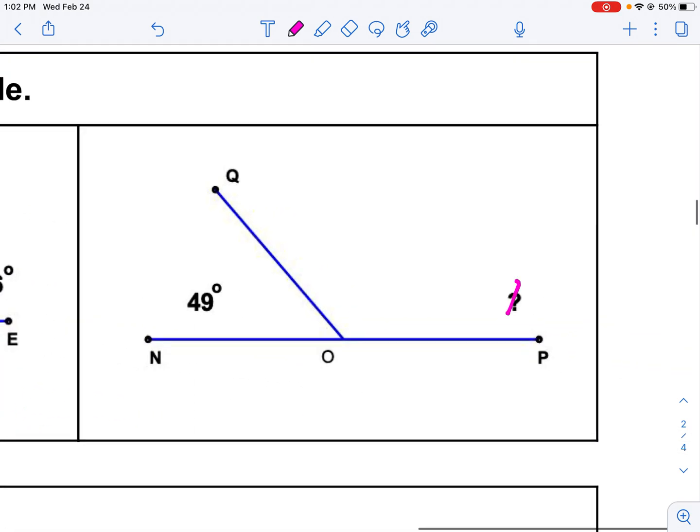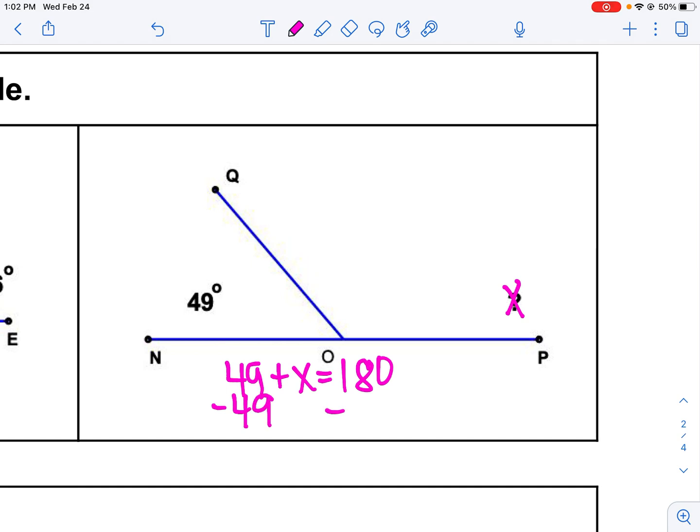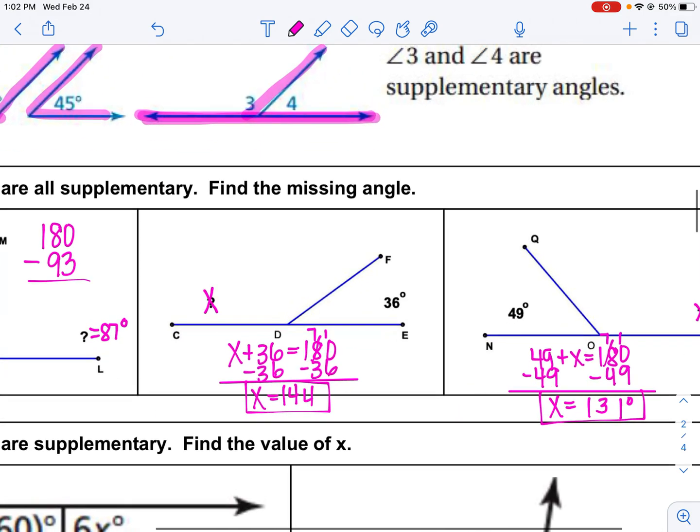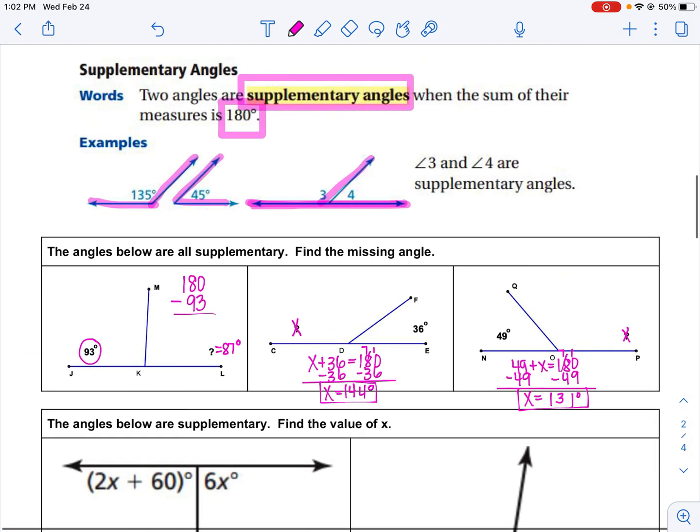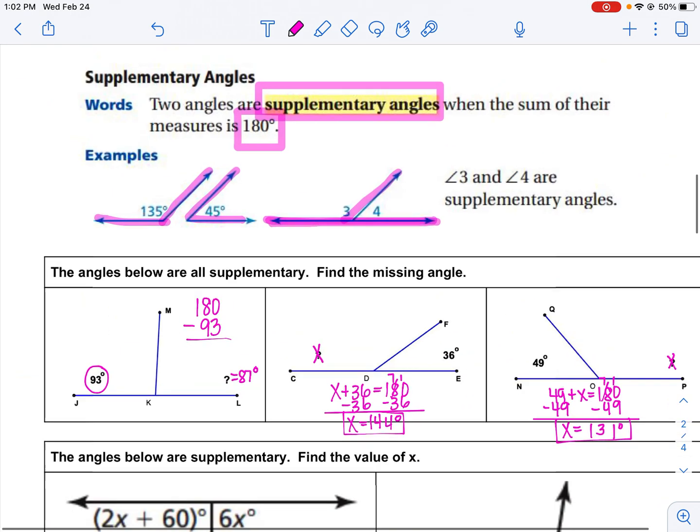And then our last simple example, if we call this question mark an x, I can say 49 plus x equals 180. Simple one-step equation. I can solve for x. I get 131 degrees. Not everything that you're solving for is the degree measurement. In these cases, they are, because we're replacing the total angle measurement with just that number.